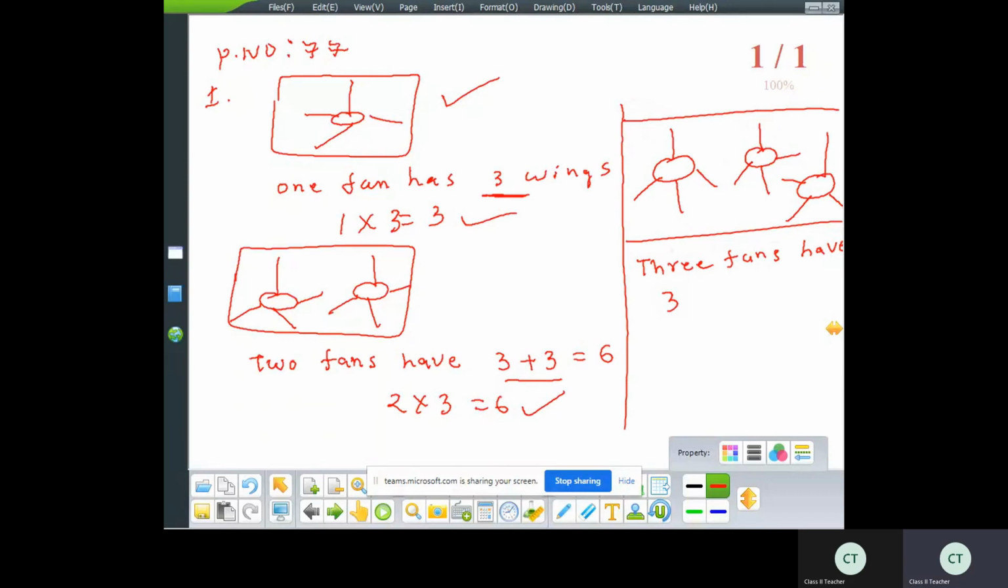3 fans have 3 plus 3 plus 3. 3 plus 3, 6. 6 plus 3, 9. Here 3 repeated 3 times. 3 into 3, or 3 3s are 9. We have finished first box, second box and third box from page number 77, question number 1. Now we see fourth box and fifth box.